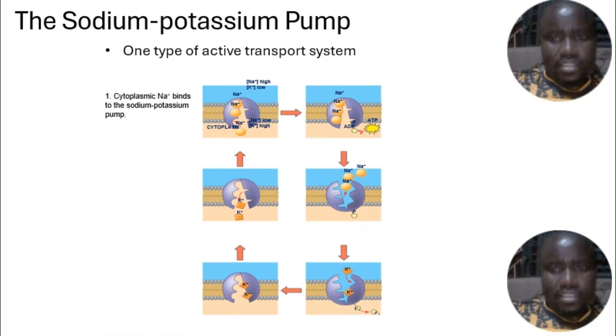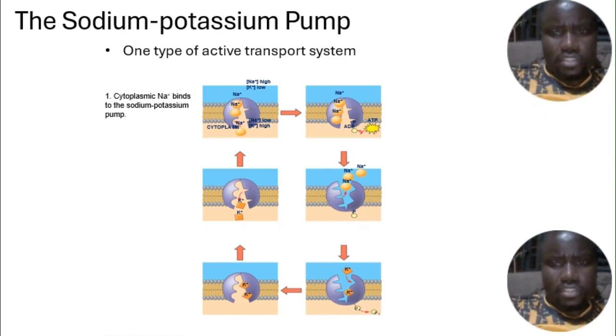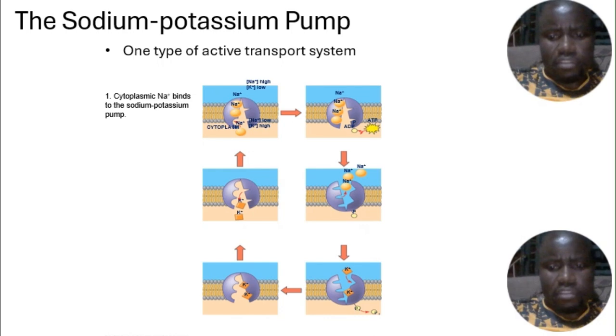So it maintains the cell volume. The cell volume for all our cells is dependent on the function of the sodium-potassium pump. Without it, if it fails, all our cells will be in problems because there will be poor water control and cell shape control. It is also said to be electrogenic because it contributes to the function of the nervous system as well as the muscles.